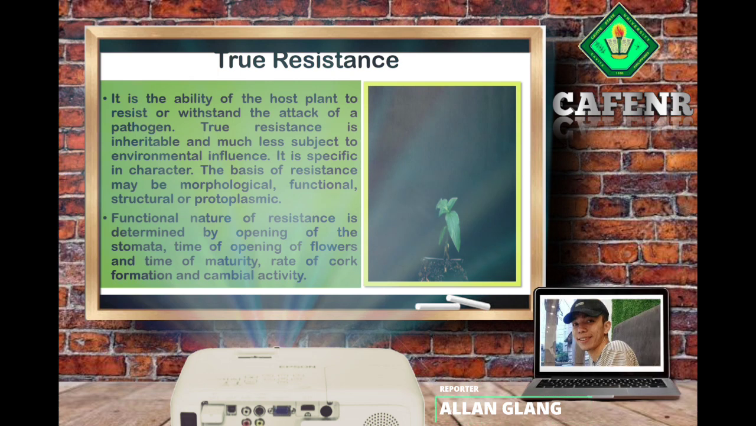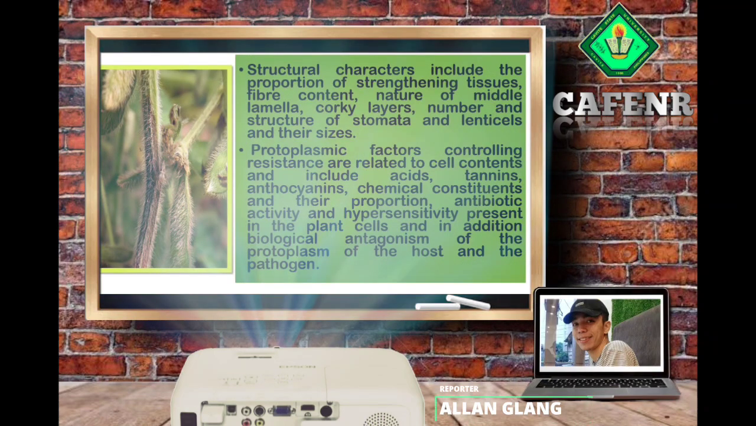Functional nature of the resistance is determined by opening of stomata, time of opening of flowers and time of maturity, rate of cork formation, and cambial activity. Structural characters include the proportion of strengthening tissues, fiber content, nature of middle lamella, corky layers, number and structure of stomata and lenticels, and their sizes.